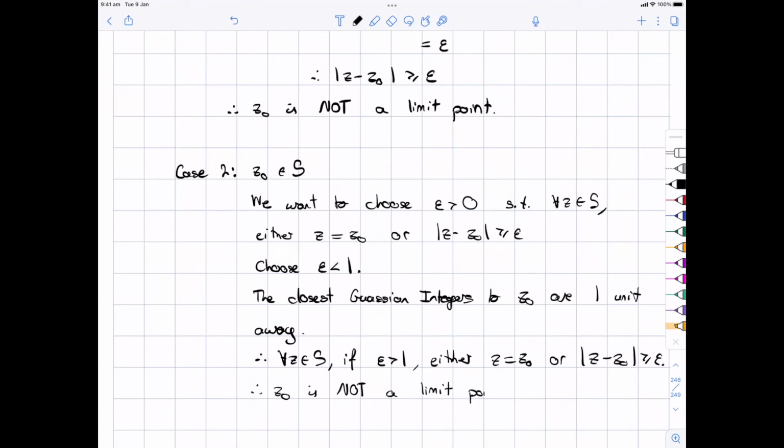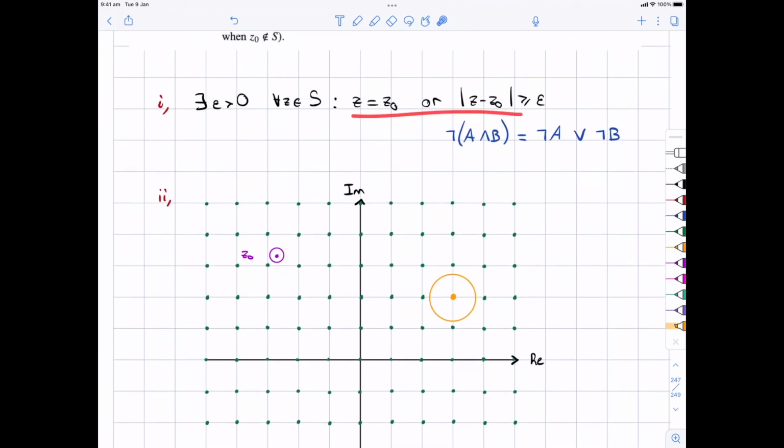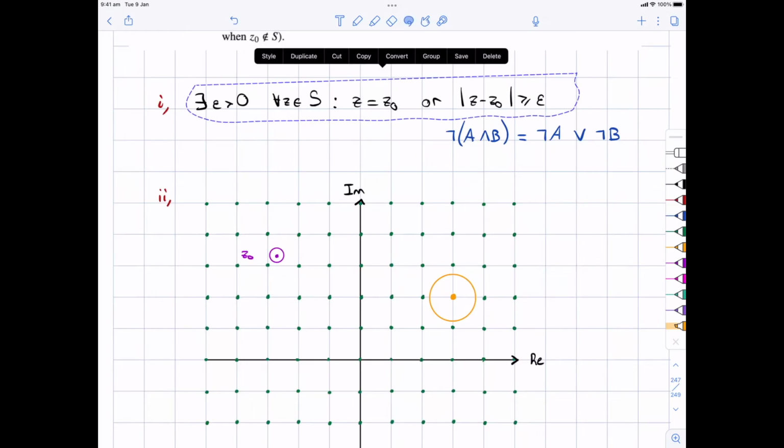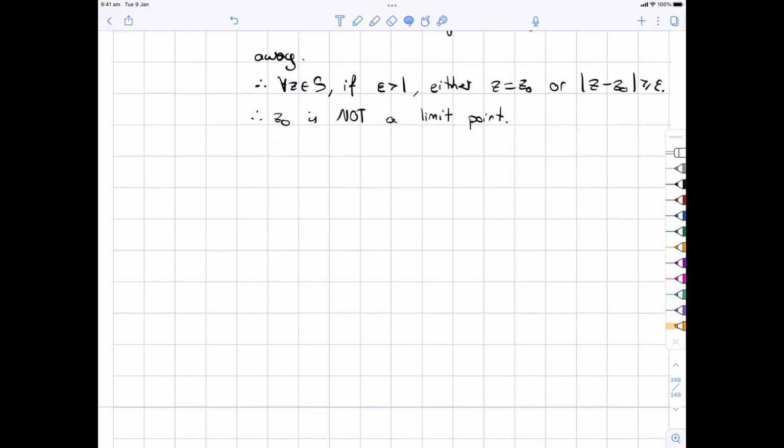And we've proven both cases: the case where z0 is in S, and the case when z0 is not in S, and so therefore there is no limit point. Now, I did say that there is an alternative way of expressing this statement. So I'm just going to copy this down because I want to make sure that you understand this equivalence as well.